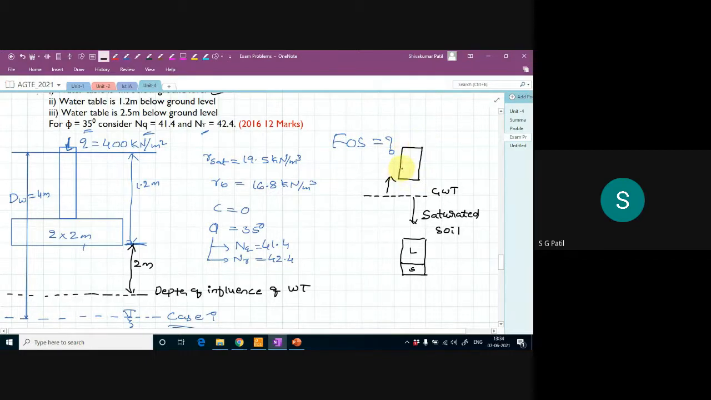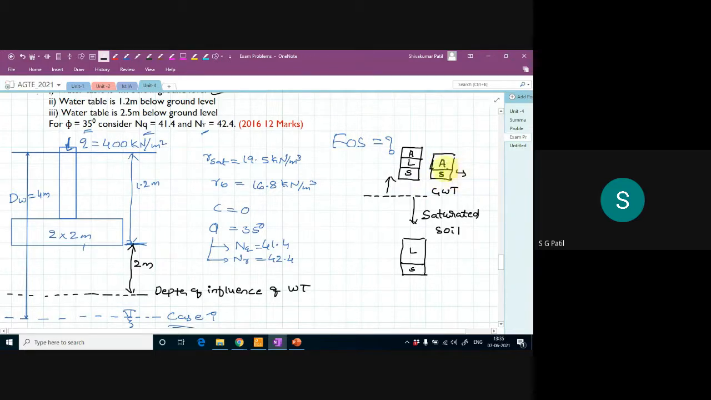Partially saturated means we have a solid phase, a liquid phase, and an air phase. Or we can have a solid phase and then only air. There is no liquid. So solid and air is there.